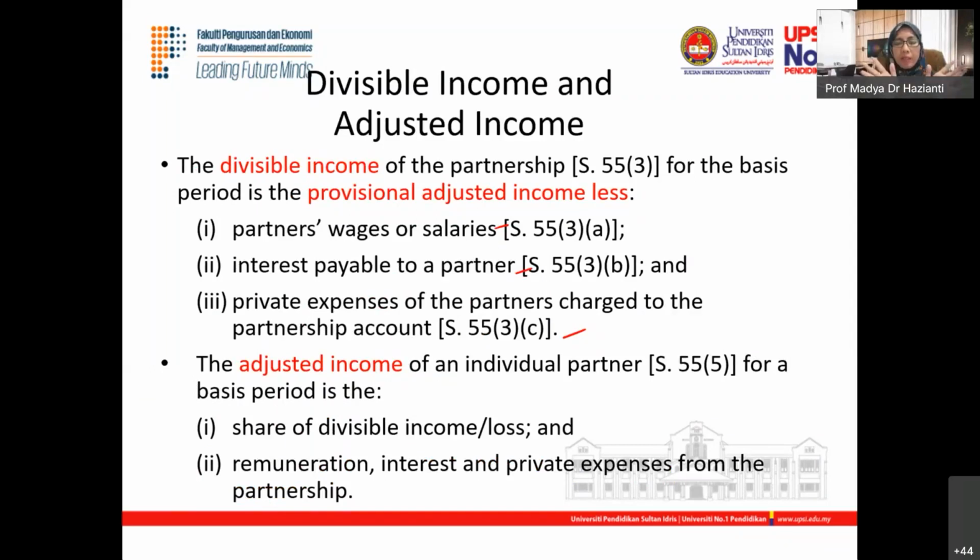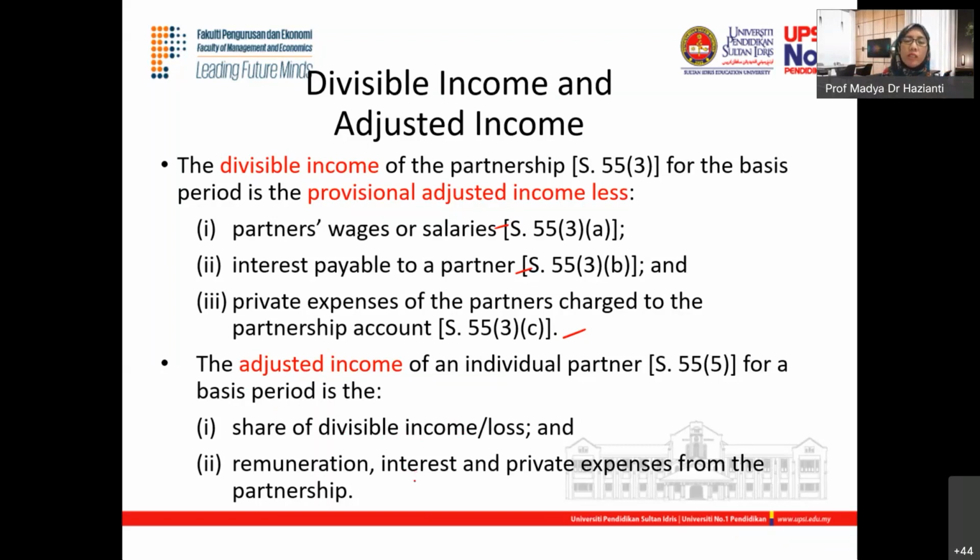Bila kita nak divide pergi dekat setiap partner tu, we call it as adjusted income of an individual partner. So that adjusted income from partnership ni lah, dia akan tambah lah dengan all the different types of income yang dia ada lah, employment, dividend, interest, royalty, rental, whatever yang atas-atas tu. Yang calculation selepas section 4A tu. So the adjusted income for an individual ni is share of divisible income ataupun loss. That can also be divisible loss.